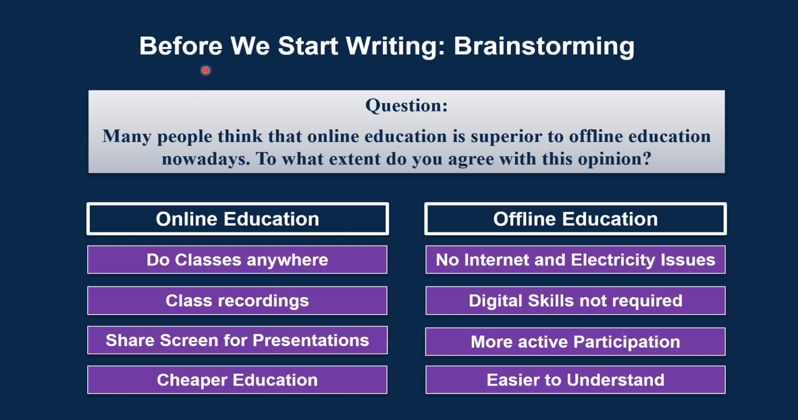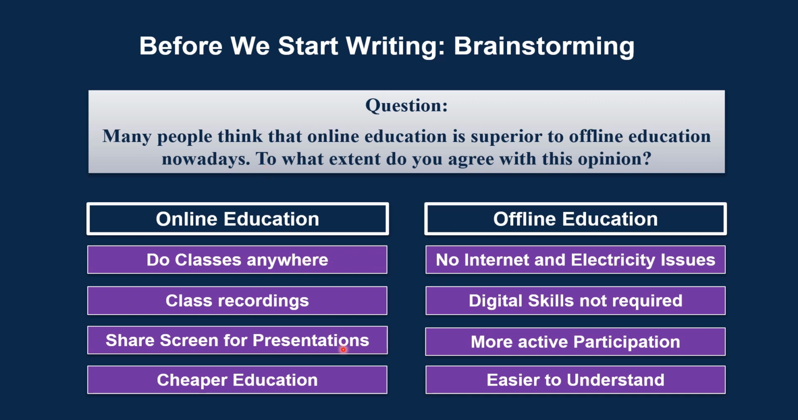Maybe you can write within 30 minutes and then also take 5 minutes for checking, for proofreading. So let's do some brainstorming here. This is the question. Let's say many people think that online education is superior to offline education nowadays. To what extent do you agree with this opinion? So this is a very basic topic that I have chosen for you so that you can easily brainstorm.